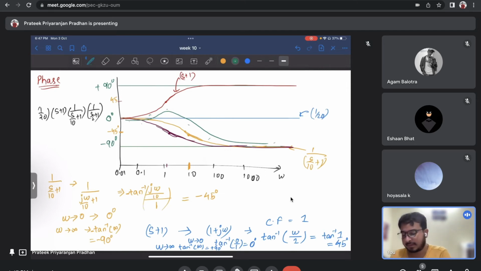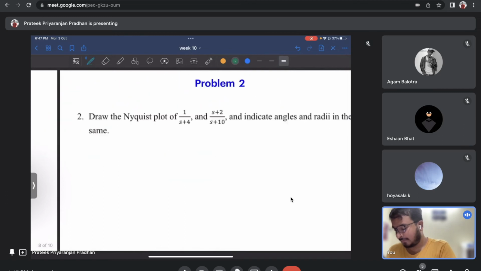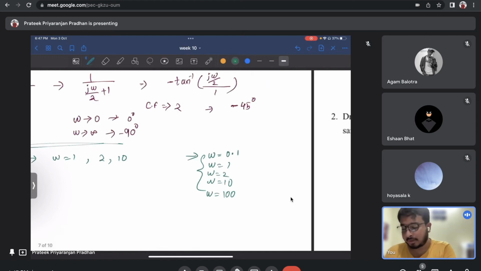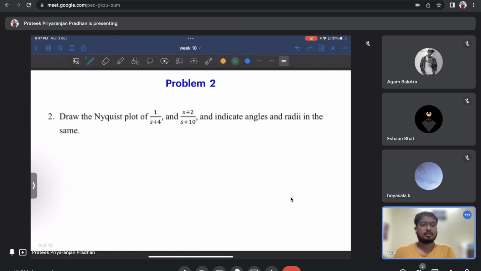So this is very straightforward. And the time is also there, so I'll just briefly tell you about the Nyquist plot. The bode plot is clear to everybody, I guess. So now moving to the Nyquist plot.